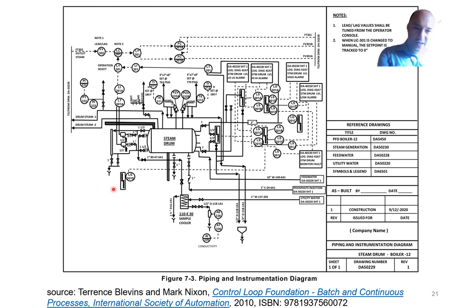Here you can see a really complicated example of such a PI diagram. Well, of course, we'll not go through this entirely, but just very, very briefly. So this is an example of how a process could look when it's starting to get more complicated. So here we have our main vessel, steam drum, sorry, not steel, but steam drum. And what do we see here?